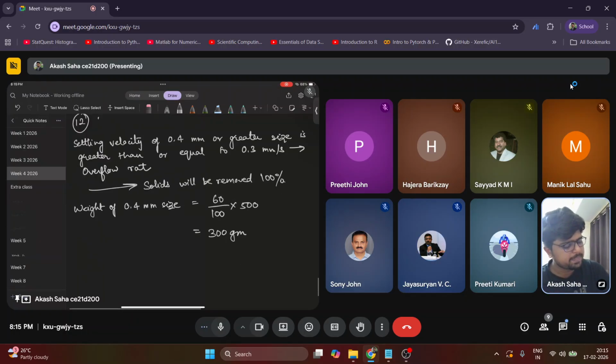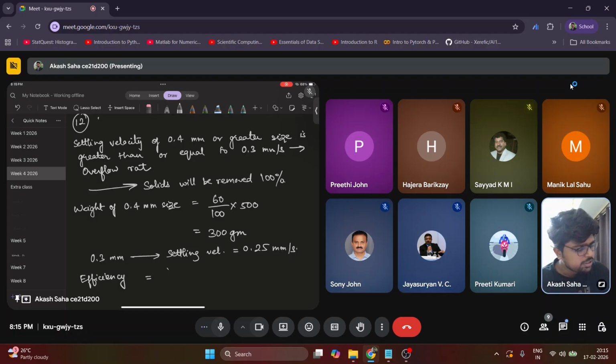So now we know that the settling velocity of 0.3 mm size is around 0.25 mm per second. So this will not be removed 100%, it will be somewhat lower than this. So how to get that? Efficiency of those particles will be equal to 0.25 by 0.3. Okay, it will be just the ratio of their settling velocity with the overflow rate.